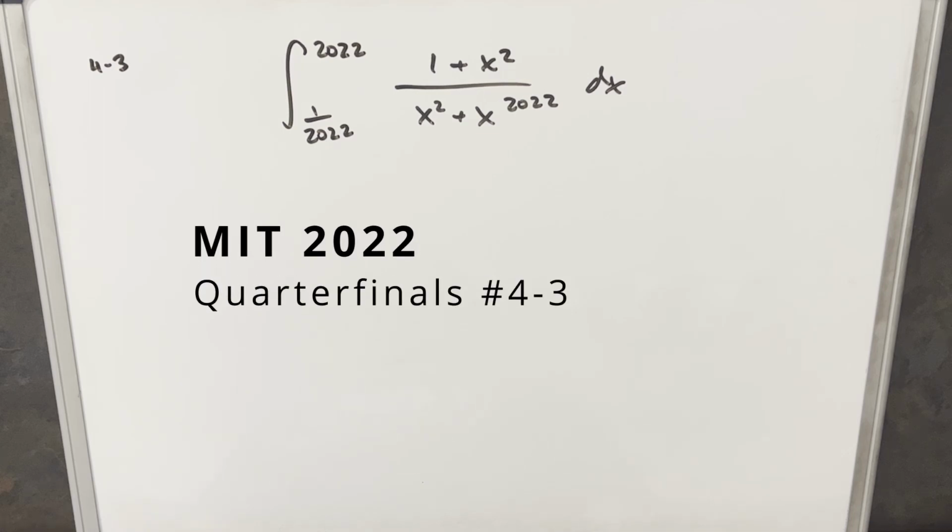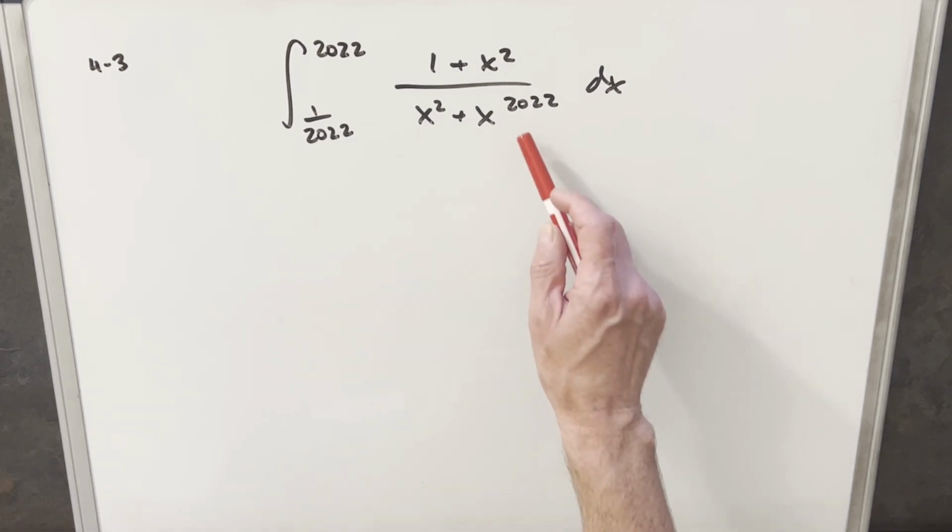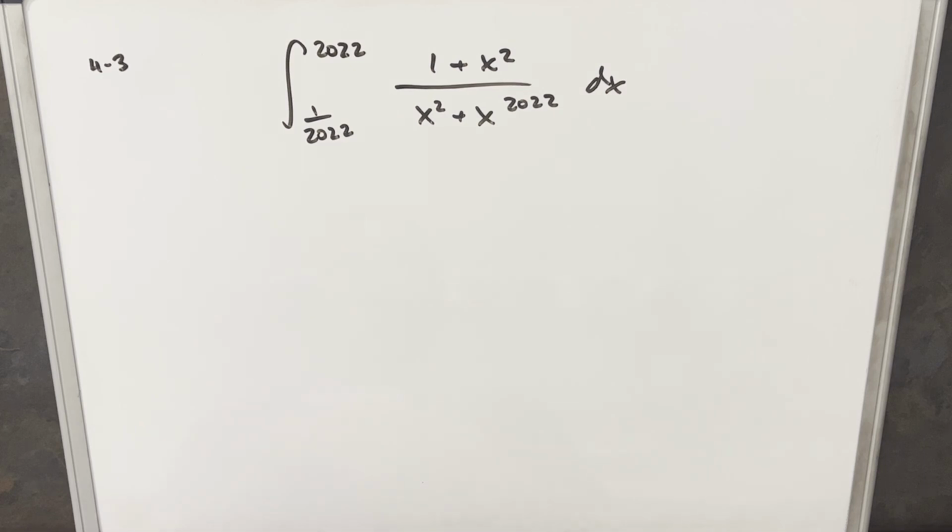Hey, we have here today an interesting integral. This one's from the MIT 2022 Quarterfinals, Round 4, Problem 3. We have the integral from 1 over 2022 to 2022 of (1 plus x squared) over (x squared plus x to the 2022) dx. And as you can see, they found a way to get the year into the problem 3 times, so that was pretty good.